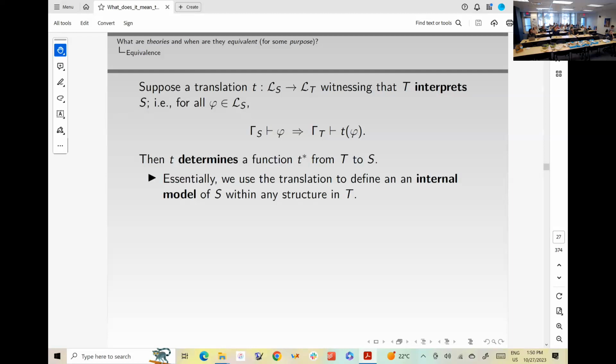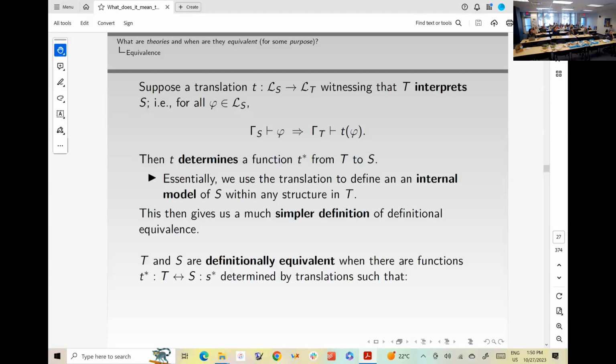Okay? This is a way of interpreting. So it also then gives a much simpler definition of definitional equivalence, which we have as follows. We say that these theories are definitionally equivalent if we have these functions going in both directions, determined by translations, such that if you're in a T structure A, and you translate and translate again, you end up exactly where you started. And similarly in the other direction if you start with a B structure.